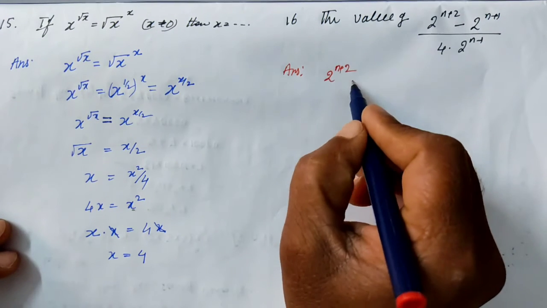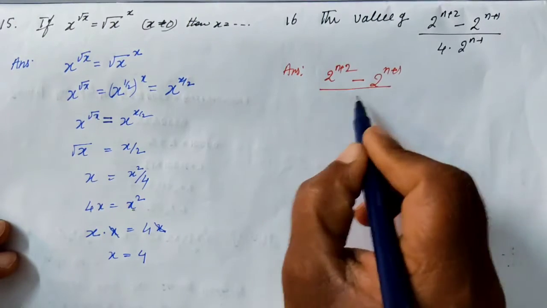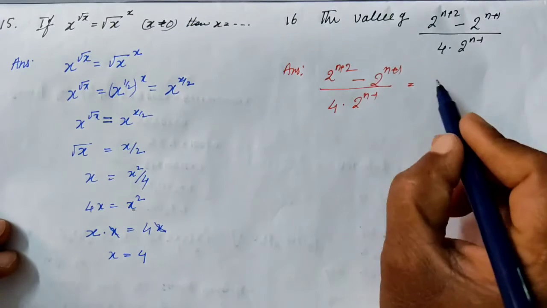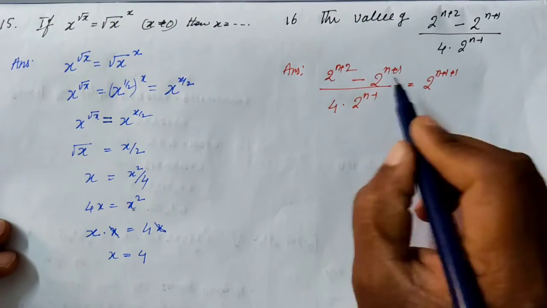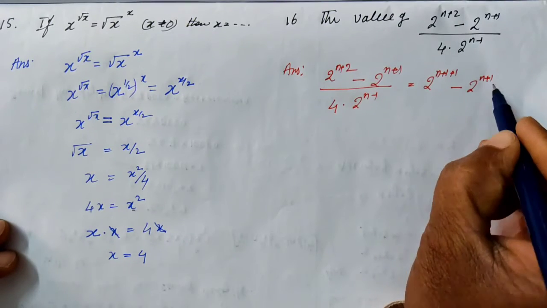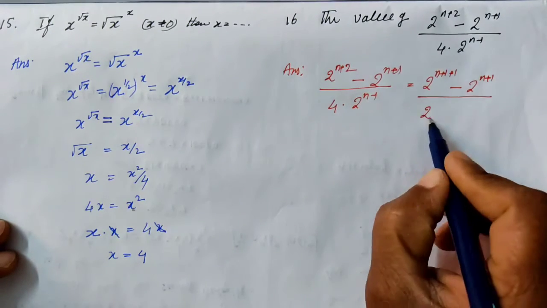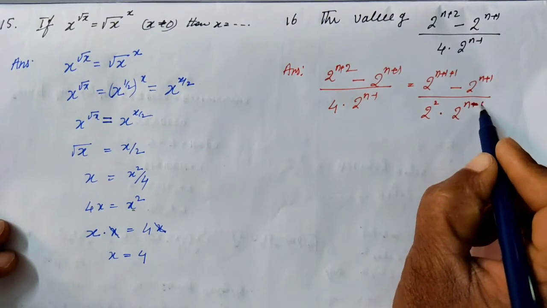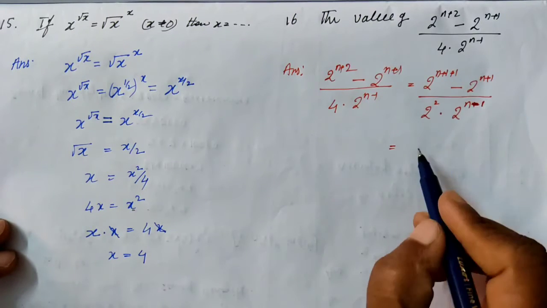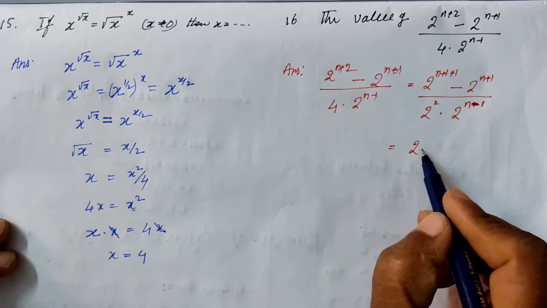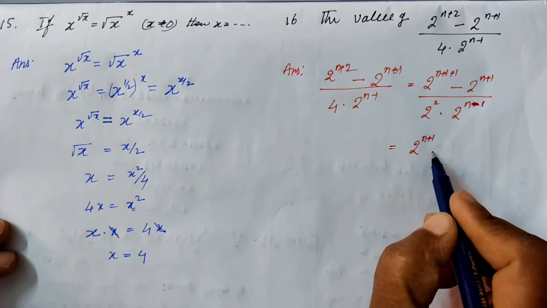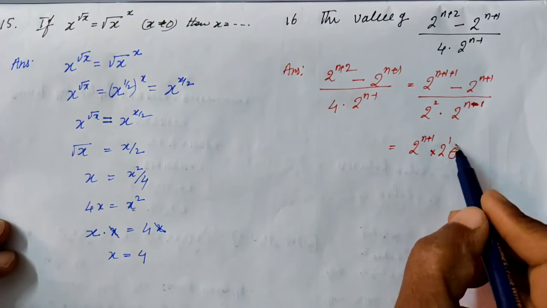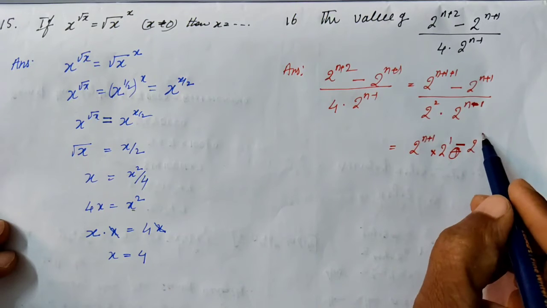2 to the power of n plus 2 minus 2 to the power of n plus 1, by 4 into 2 to the power of n minus 1, is equal to, so this can be written as 2 to the power of n plus 1 plus 1 minus 2 to the power of n plus 1, by 2 to the power of 2 into 2 to the power of n minus 1, since 4 can be written as 2 to the power of 2. So the numerator can be written as 2 to the power of n plus 1 into 2 to the power of 1, and minus 2 to the power of n plus 1.